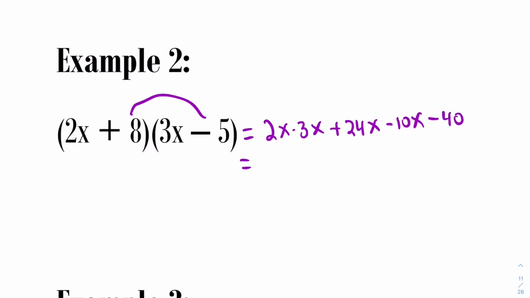And then we combine like terms. Oh, I have more to simplify. So 6x squared plus 14x minus 40. Now we're done.